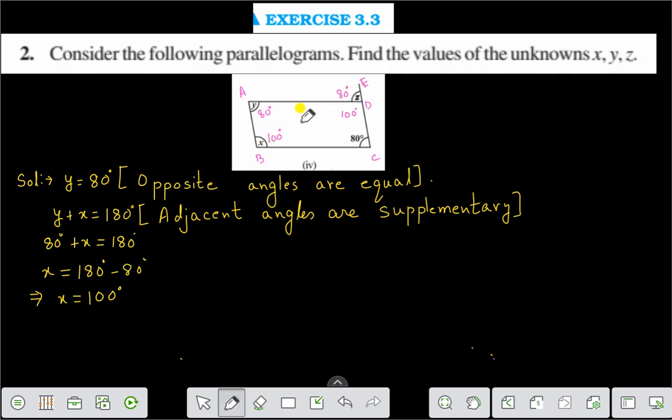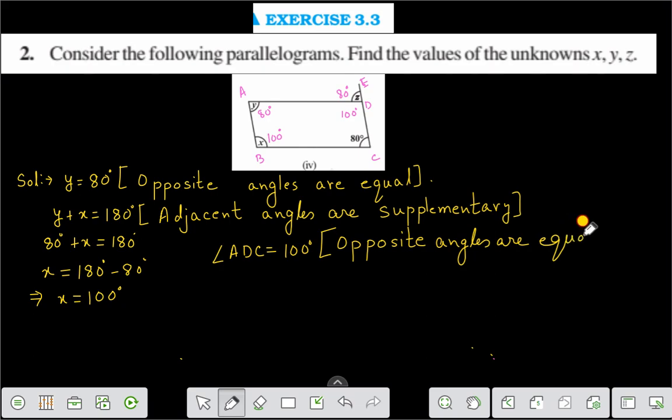Now, you see this angle, angle X, and angle ADC are opposite angles, right? Therefore, you can say that angle ADC is equal to 100 degree. Why? The reason is that opposite angles are equal in a parallelogram. That is, ADC is equal to 100 degree. Right? This is 100 degree.